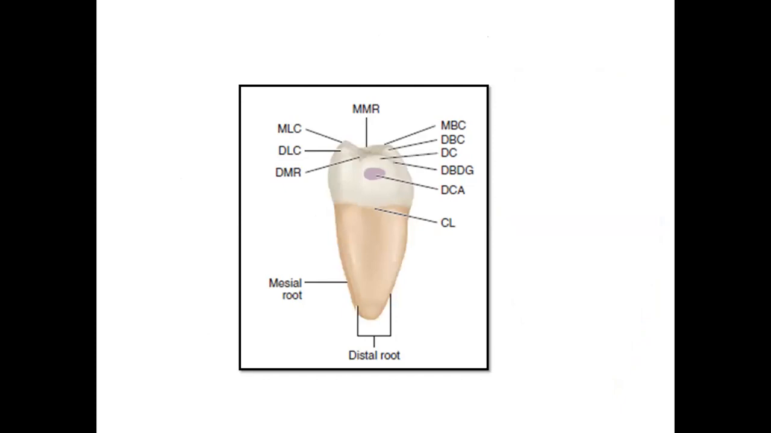You can appreciate the mesiolingual cusp and the mesiobuccal cusp from the distal view because distal cusps are smaller. Also, you can appreciate the mesial marginal ridge, distal marginal ridge. The contact point is at the junction of middle 1/3. Cervical line is almost flat, and from the distal view, you can appreciate both the roots, mesial as well as distal root.